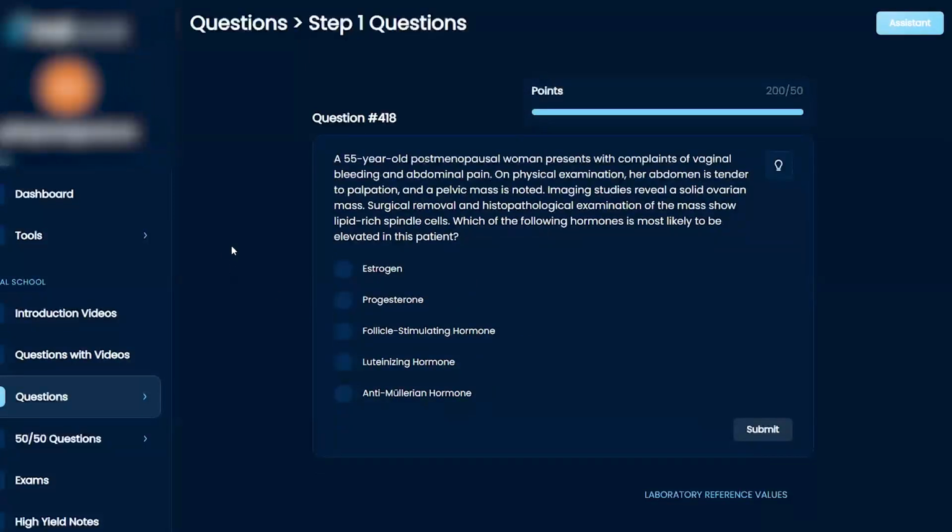Right, let's go through this one here. Which of the following hormones is most likely to be elevated in this patient? Estrogen, progesterone, FSH, LH, or anti-Müllerian?